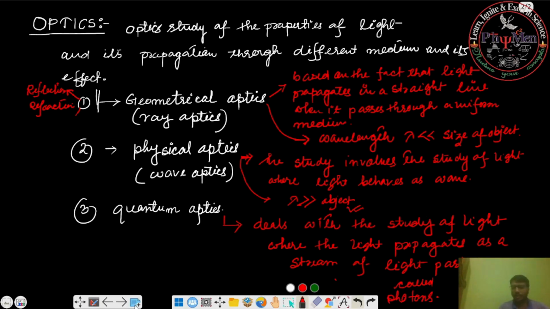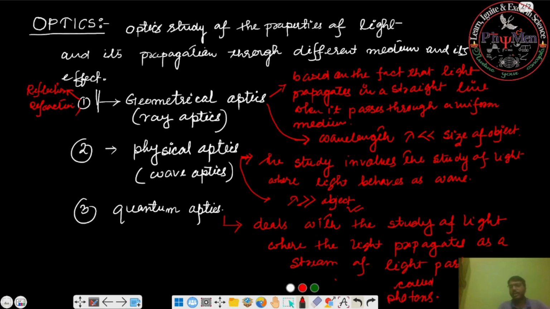So these are some divisions of optics. We can divide optics into three different parts: geometrical optics, physical optics, then quantum optics. Geometrical optics is completely based on the fact that light propagates in a straight line, with the condition that lambda is very less than the size of the object.